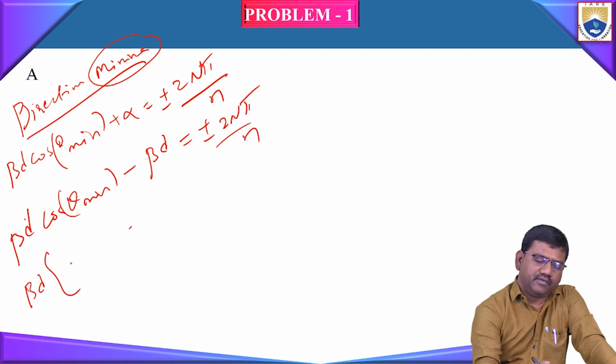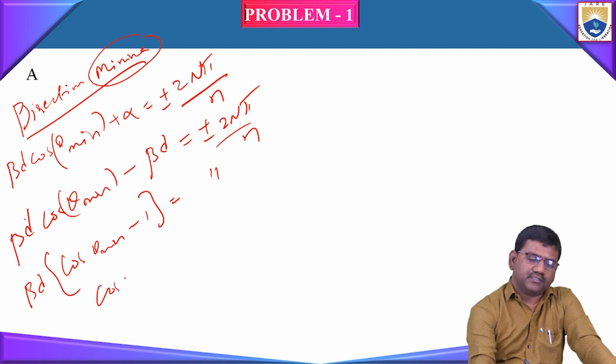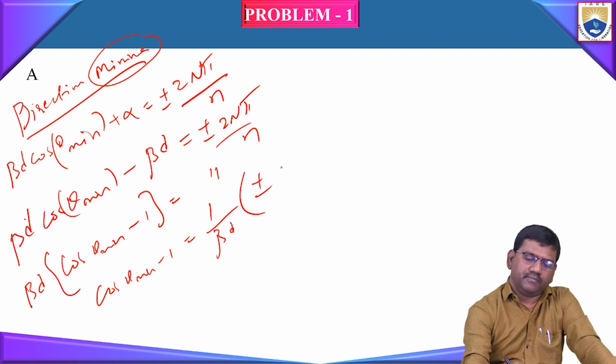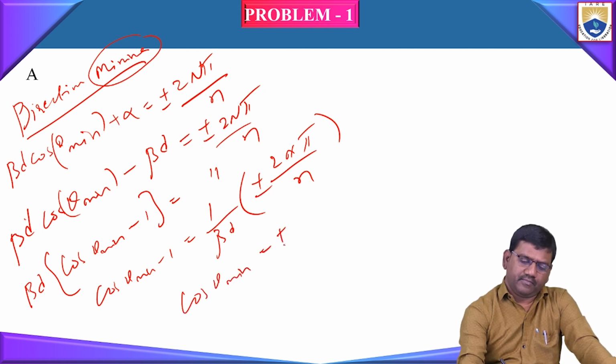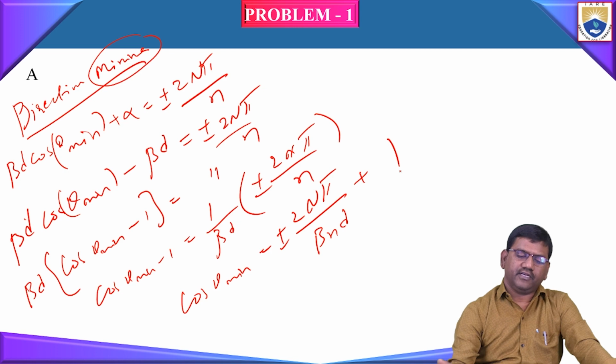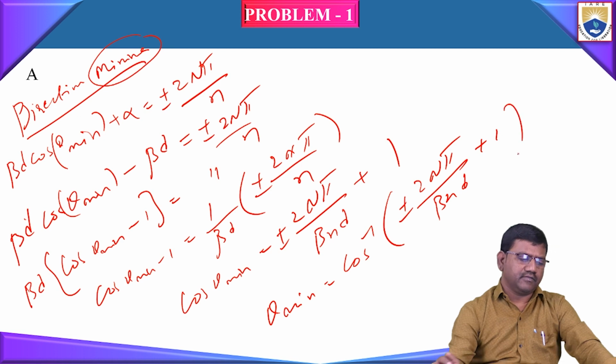Let us take beta d as common. So cos theta min minus 1 is equal to plus or minus 2n pi by N. So cos theta min minus 1 is equal to 1 by beta d into plus or minus 2n pi by N. And cos theta min is equal to plus or minus 2n pi by beta Nd plus 1 here. So from this equation, theta min is equal to cos inverse of plus or minus 2n pi by beta Nd plus 1 here.